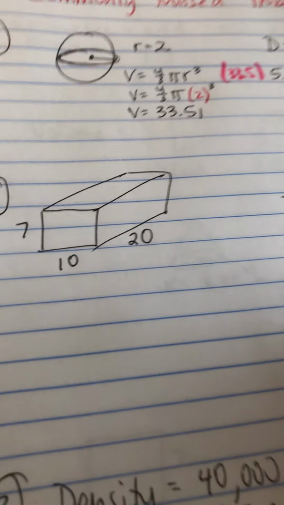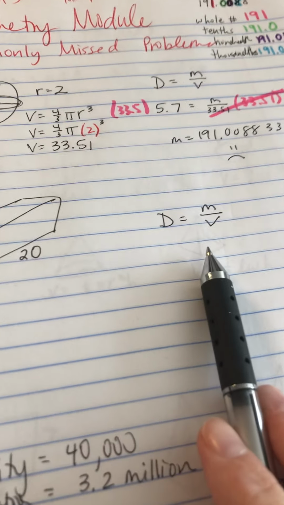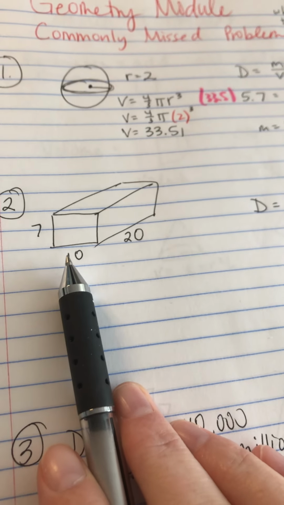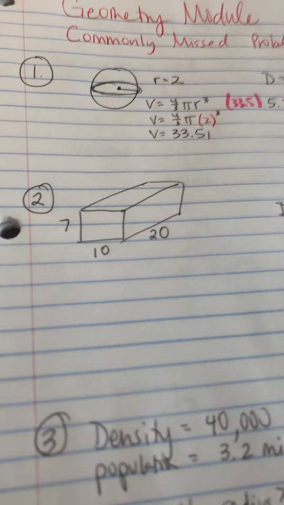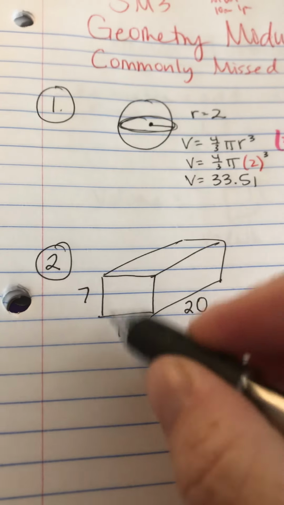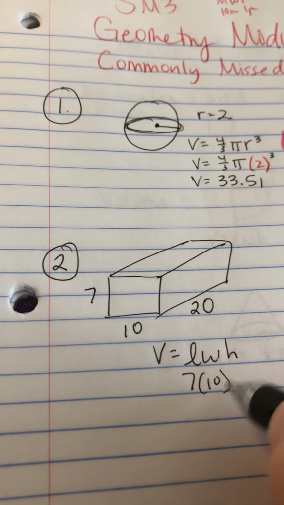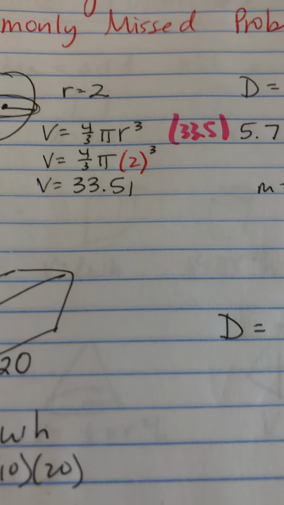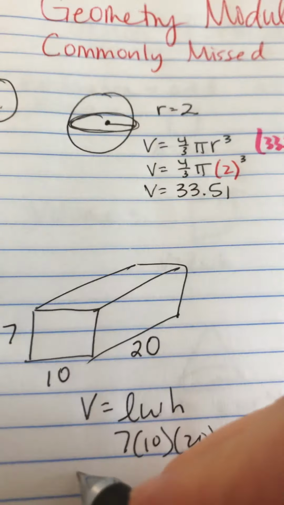Here's the next problem. Same thing, they want mass of this shape, which is a rectangular prism. And so now you have to know this volume is length times width times height. So I would do 7 times 10 times 20, which is 1400.